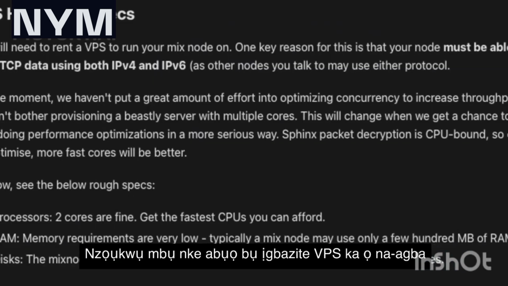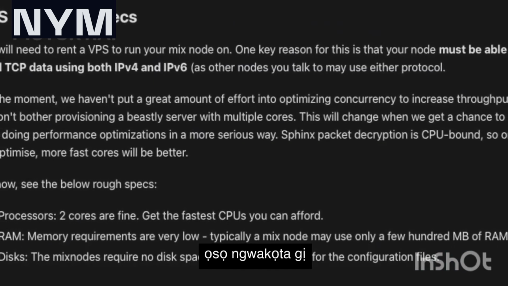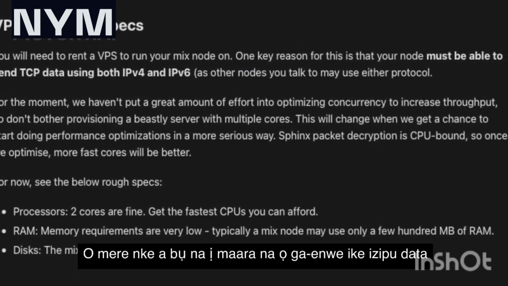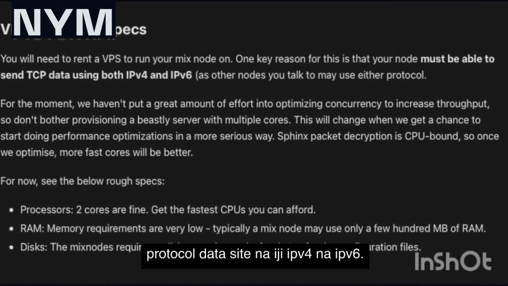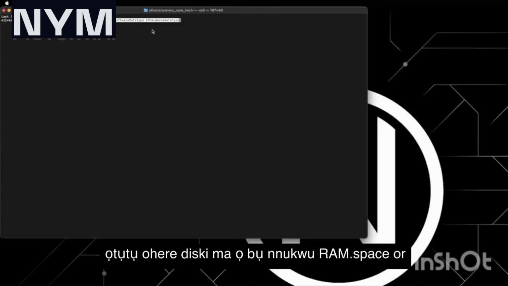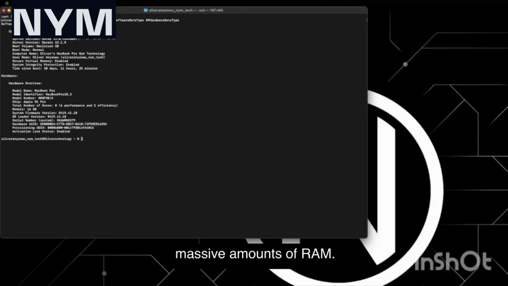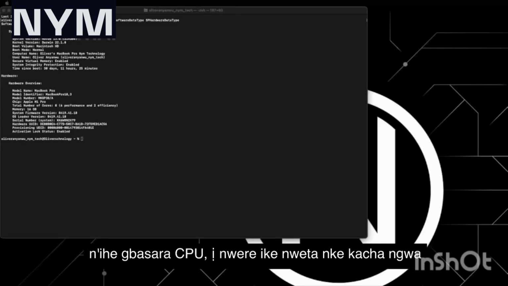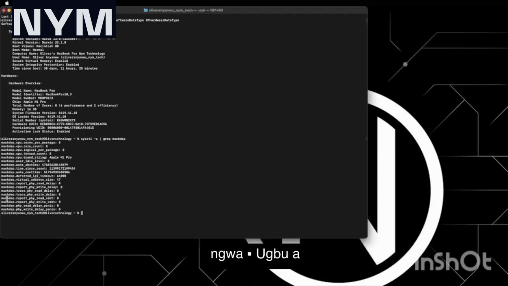The second preliminary step is to rent a VPS to run your mix node on. The reason for this is that your node must be able to send transmission control protocol data using both IPv4 and IPv6. For now, the rough hardware specs are not too dependent on a lot of disk space or massive amounts of RAM. Only a few hundred megabytes of RAM is required. In terms of CPU, you can get the fastest one you can afford.